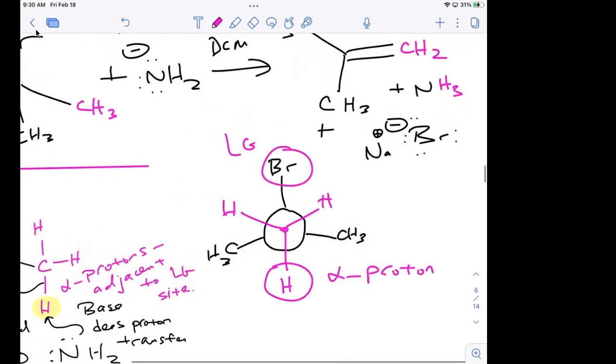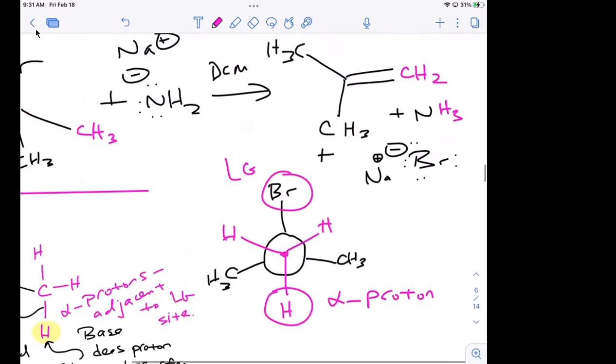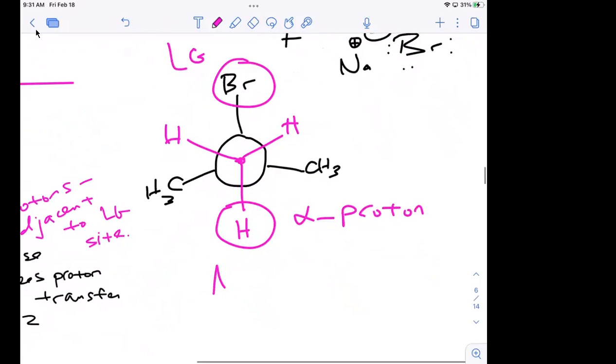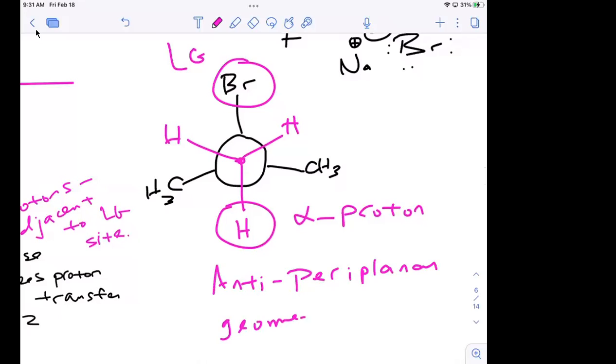So when an E2 elimination happens, the alpha proton and the leaving group have to be on opposite sides to one another. It's all based on how the electrons are being donated from the CH bond to make that pi bond. I don't want to get too deep in the weeds with that. But this is what we call anti-periplanar geometry. That's the alignment the alpha proton and the leaving group have to be in for E2 elimination to occur.